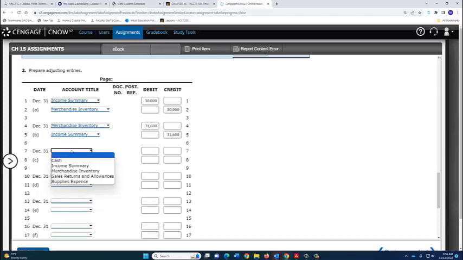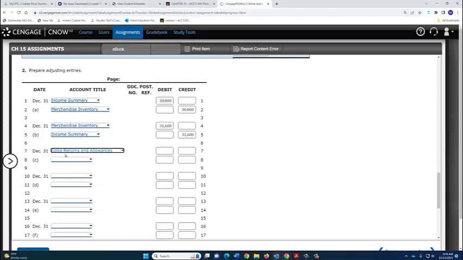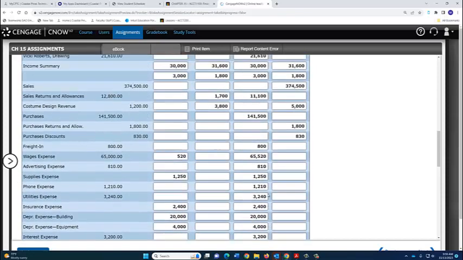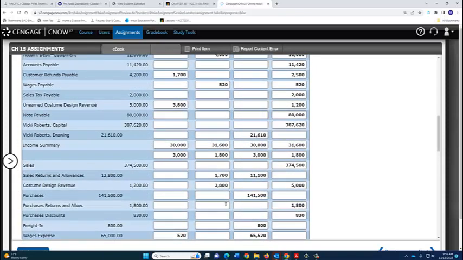So I'm just going to put it backwards. It should be customer refunds payable as the debit, and then sales returns and allowances as the credit. But they do have it listed backwards there. So I'll just go with what the book has. And then on entry D, we are going to be adjusting the estimated returns inventory.